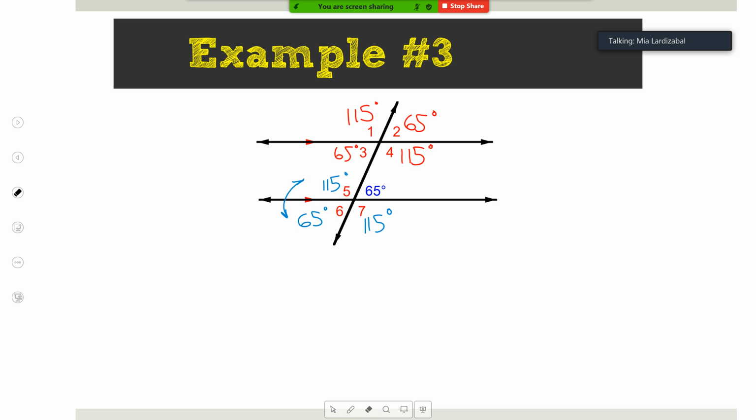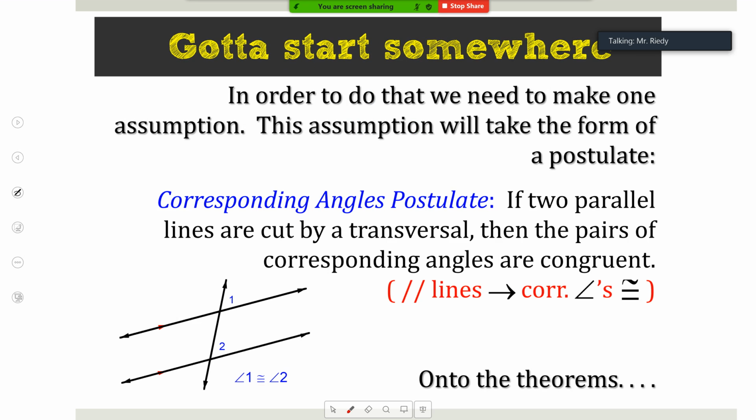Okay. To make your life simple, please notice that there are only 2 angle measures in that entire diagram. And also notice that this only works if the lines are parallel. So that's going to lead us into a bunch of new theorems and definitions. Okay? And they go the following.